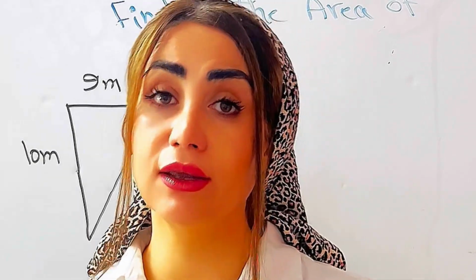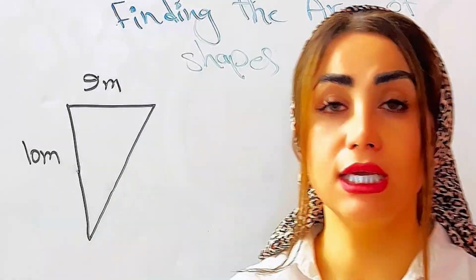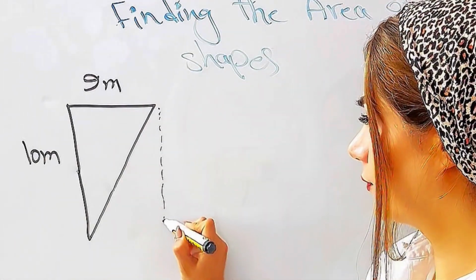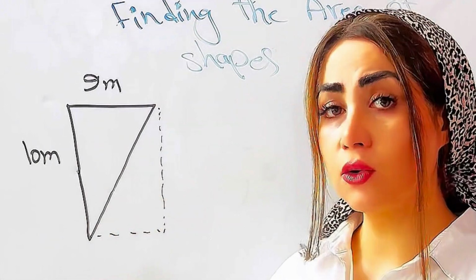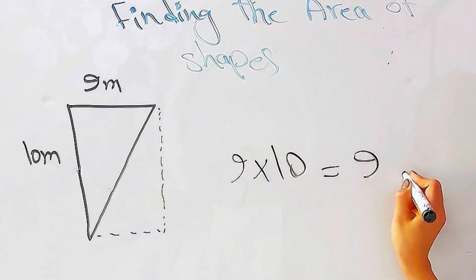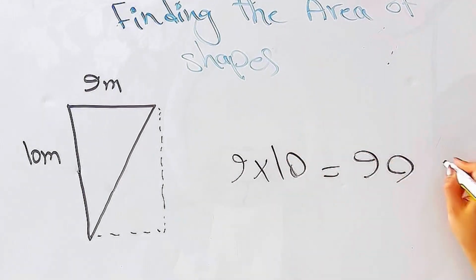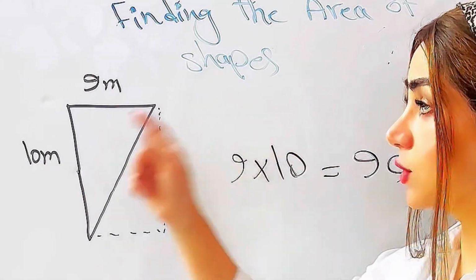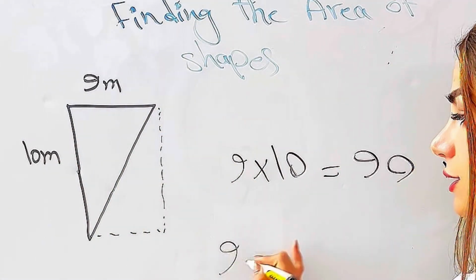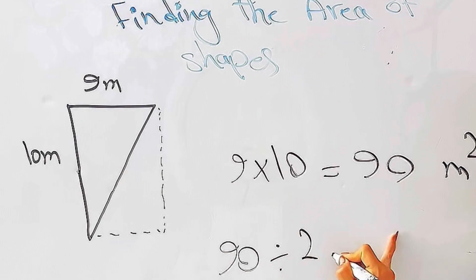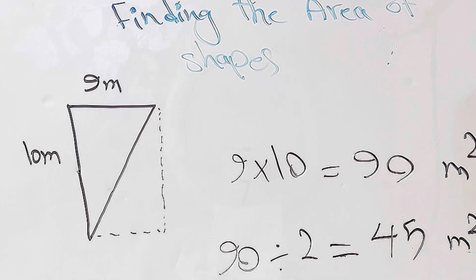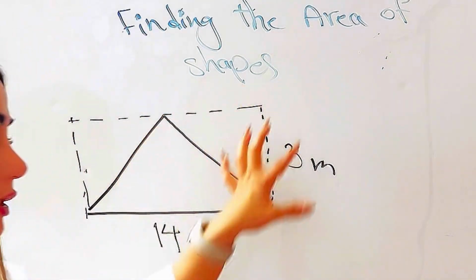A great way to find the area is by first looking at a rectangle. Check out this triangle inside the rectangle, like this. The rectangle's area is 9 times 10 equals 90 square meters. Since the triangle is half of this rectangle, its area is 90 divided by 2, gonna be 45 square meters.